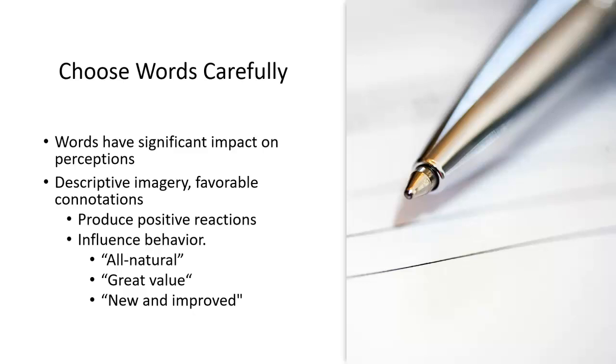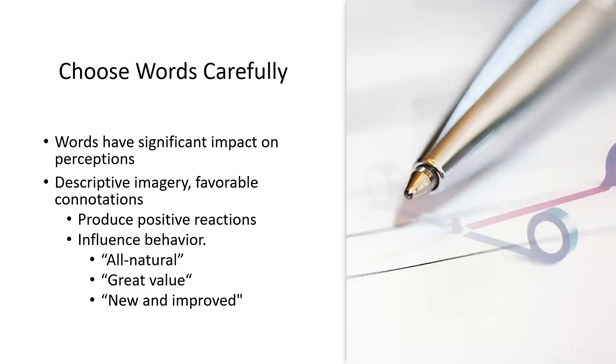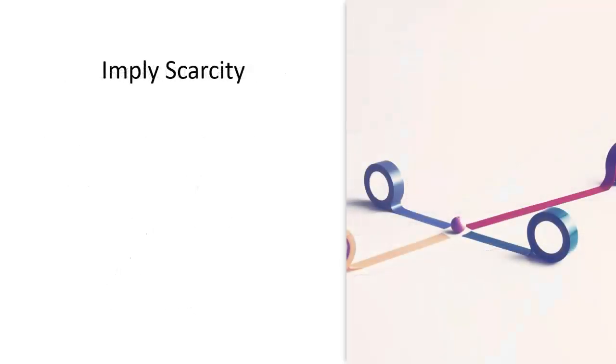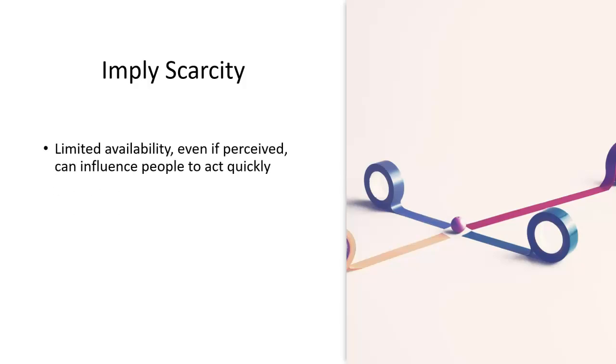You're going to use phrases like all natural, it's a great value, or new and improved, under new management, anything like that that can be used to help people understand why they should be supporting or agreeing to whatever it is you're doing. You can also imply scarcity. This is when you're saying that there's going to be limited availability. So there's only so much of this product that's out there. If you don't act now, you're not going to get it.